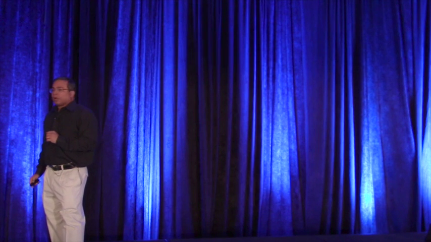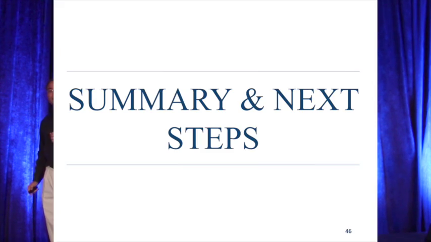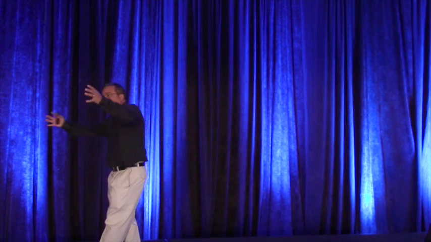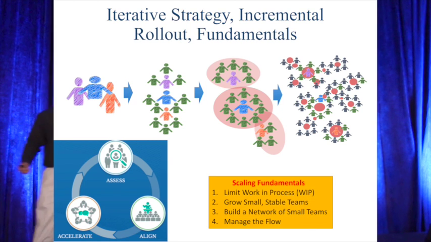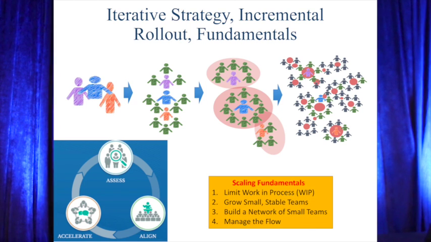As you move forward, I want to give you a summary and some next steps. Our summary is that when you do a scaling approach, you want to assess, align, and accelerate, and do that over and over again. So that's our overall scaling strategy. You want to start off with a few projects and roll them out in bigger and bigger chunks. That's called an incremental rollout. And when you do it, you want to apply the scaling fundamentals: limiting work in process, growing small stable teams, building a network of small teams, and managing the flow.